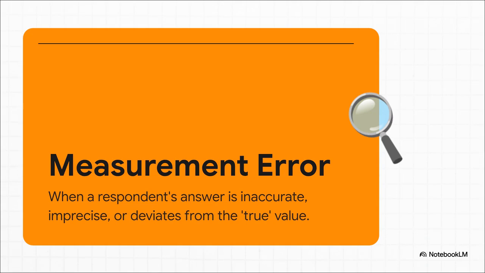So, once you've settled on who you'll ask, the next big battle is against measurement error. This is the risk that comes from what you ask. And this error, it's sneaky. You could have a perfect sample, 100% response rate, but if your questions are confusing or they're leading or they're just too vague, the data you collect is going to be fundamentally useless.